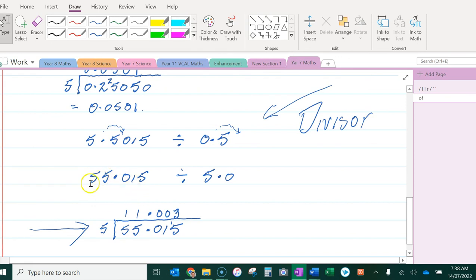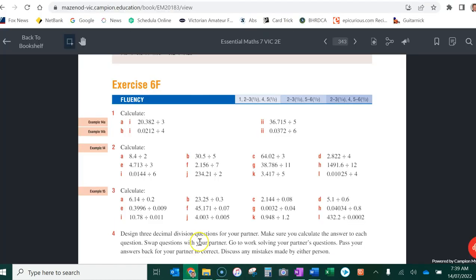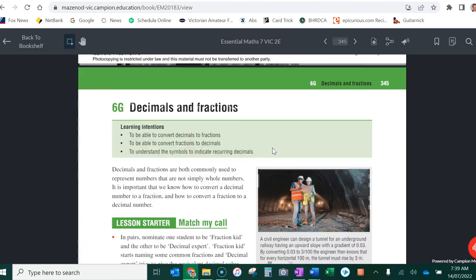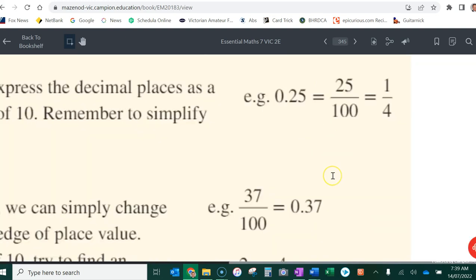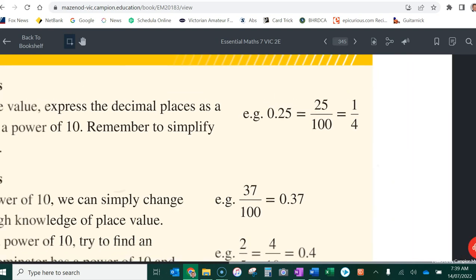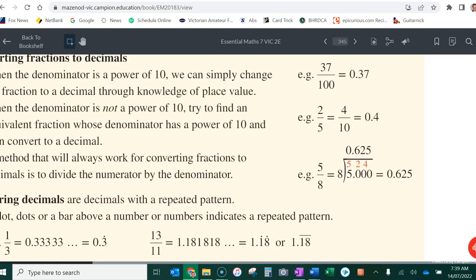Okay, that's pretty straightforward. So what we want to have a look at then is decimals and fractions, converting decimals. Now this vinculum here, the fraction line, is actually equal to divided by. And when we've got a decimal, 0.25 means 25 out of 100, or 25 divided by 100. We know that. So what about if we want to convert between other ones? Let's have a look at 5/8.